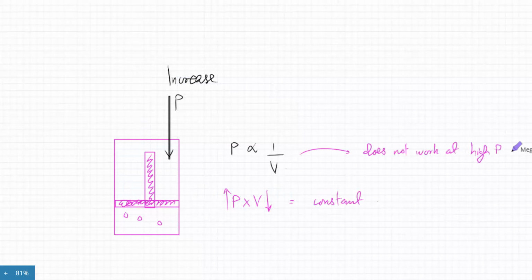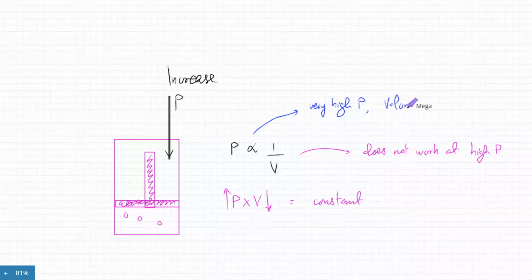It does not work at high pressures. Why does it not work at high pressures? Because what is the equation saying? Hypothetically speaking, you have a very high pressure. It states that the volume must go to 0. So you keep on compressing a gas, and according to this equation, the volume would continue to decrease.